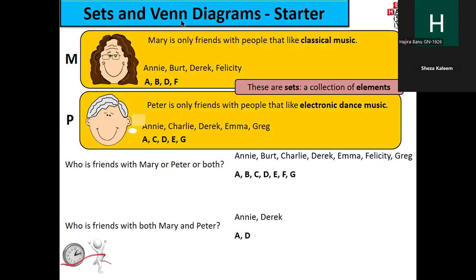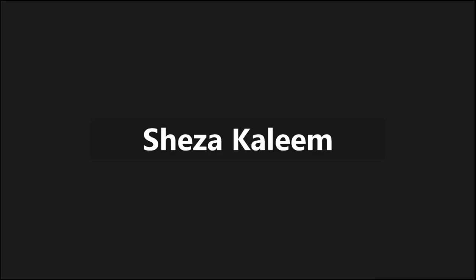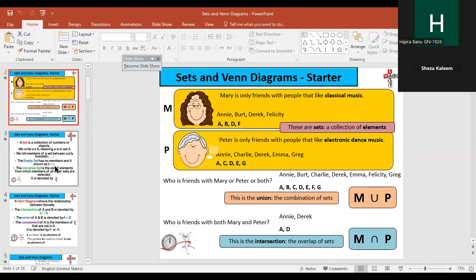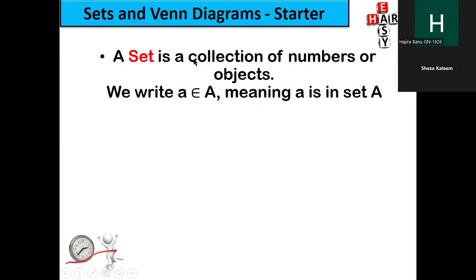So the first one is set union, right? Can you see my screen? No. Now can you see it? Yes. Hold on.